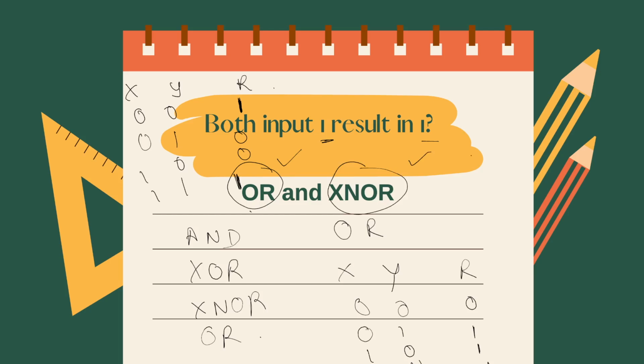Some other options were also there, but I think AND was not in the options at all. In the case of XOR, we are aware that both the inputs should be different in order for the output to be high. So AND was not in the options, and the other options were there. So the right answer to this question was OR and XNOR. I hope you all have answered it correctly.